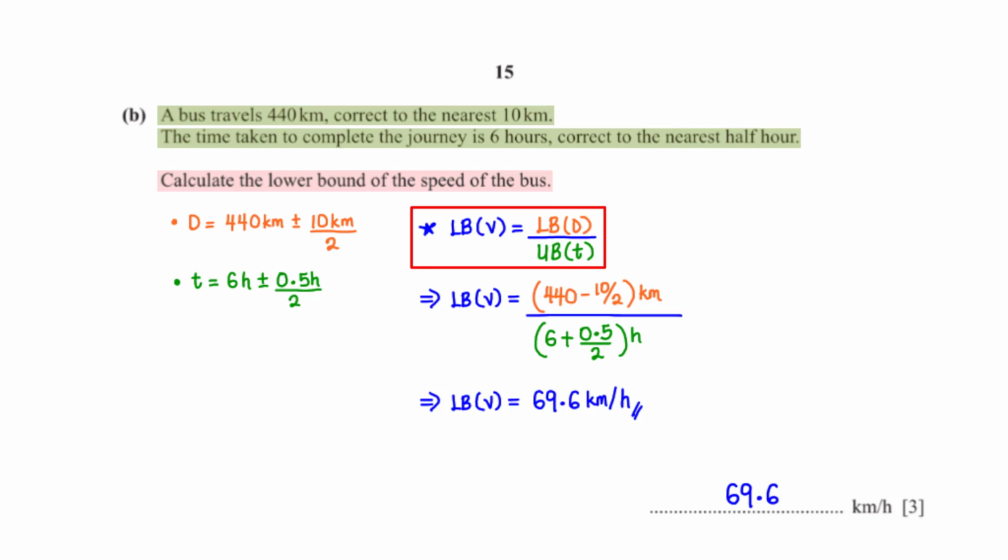To get the lower bound of the distance, we ignore the plus, so we have 440 minus 10 over 2 kilometers. For the upper bound of the time duration, we ignore the minus, so we have 6 plus 0.5 over 2 hours. When we type this into the calculator, we get 69.6 kilometers per hour.